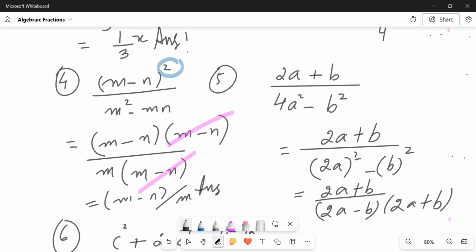2a minus b and 2a plus b. Now check, students. One of the brackets is the same. 2a plus b cancels. 2a plus b cancels. Now what are we left with in the numerator? We are left with 1 only in the numerator, and the denominator is 2a minus b. That's it. So what is the final answer for this question number 5? Question 5, the answer is 1 over 2a minus b. That's it.